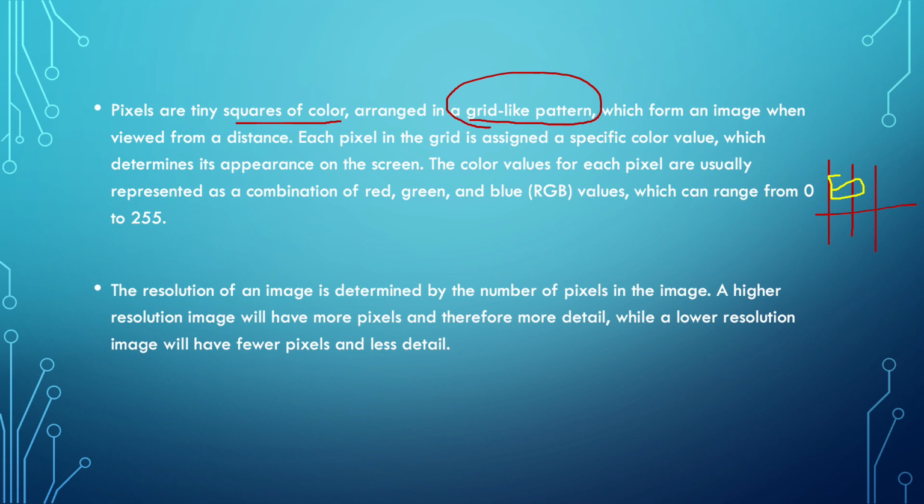The color value of each pixel is usually represented as a combination of red, green and blue. These are RGB values, which can range from 0 to 255. The resolution of an image is determined by the number of pixels in the image. A higher resolution image will have more pixels and therefore more details, while a lower resolution image will have fewer pixels and less detail.